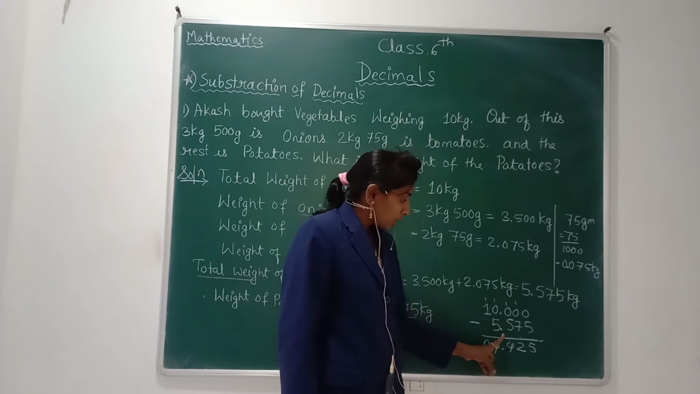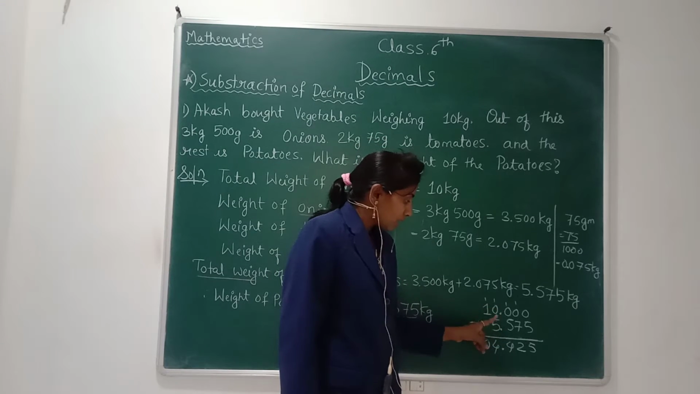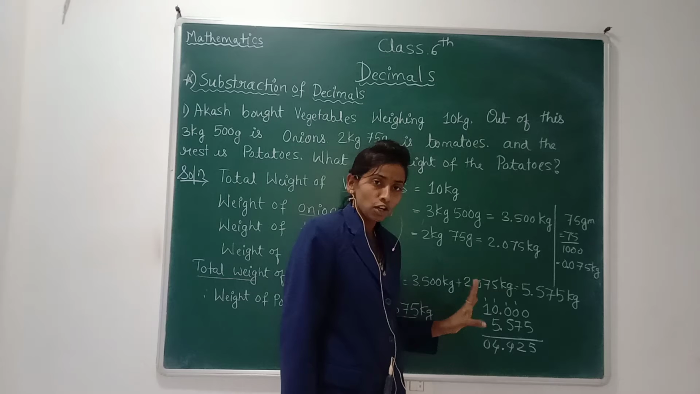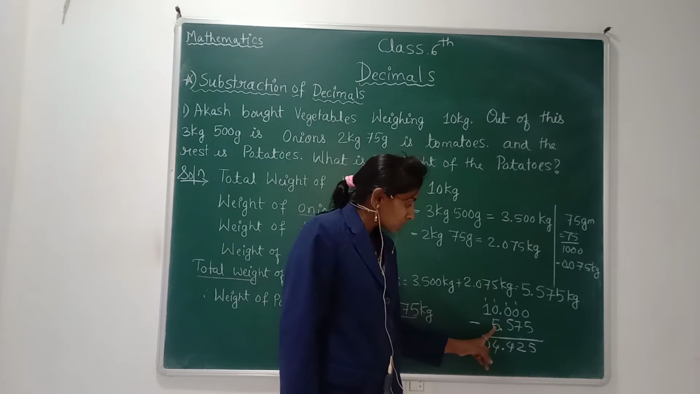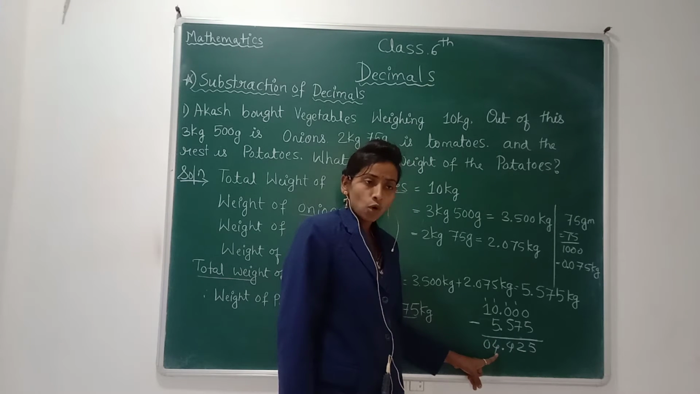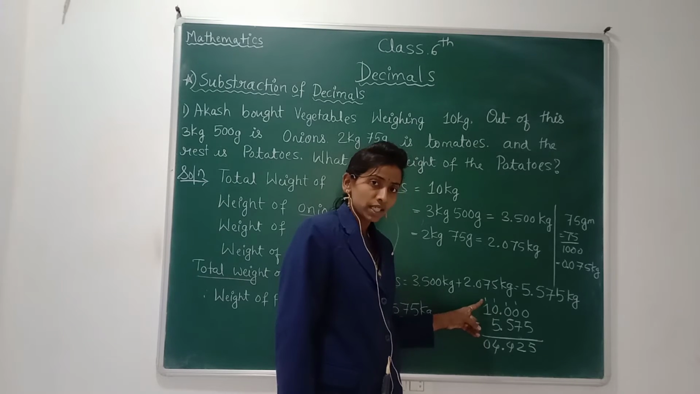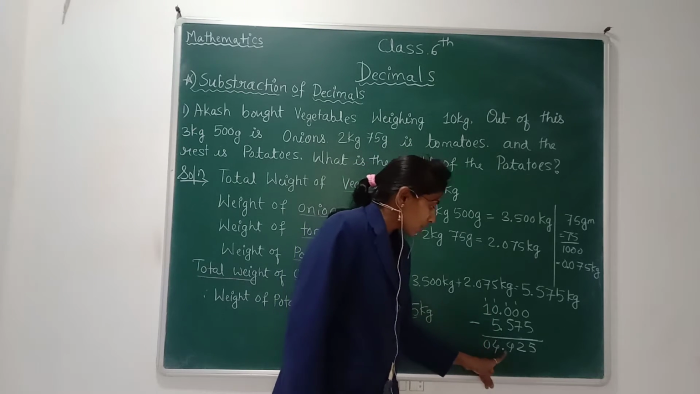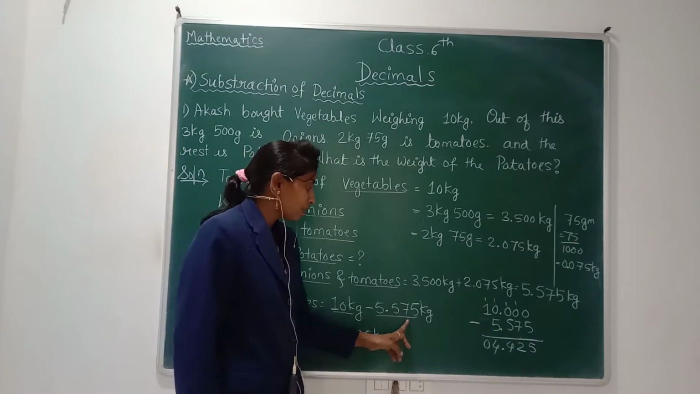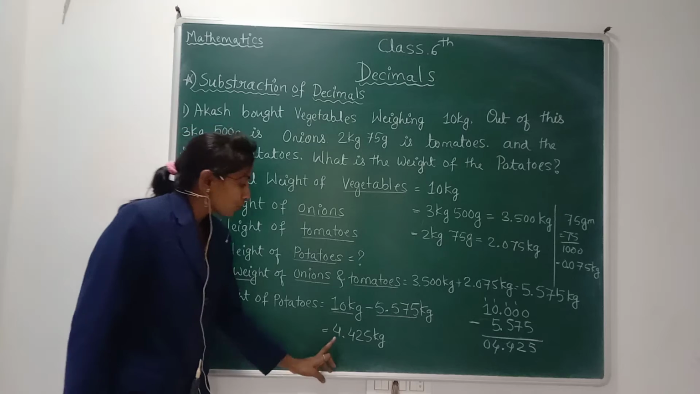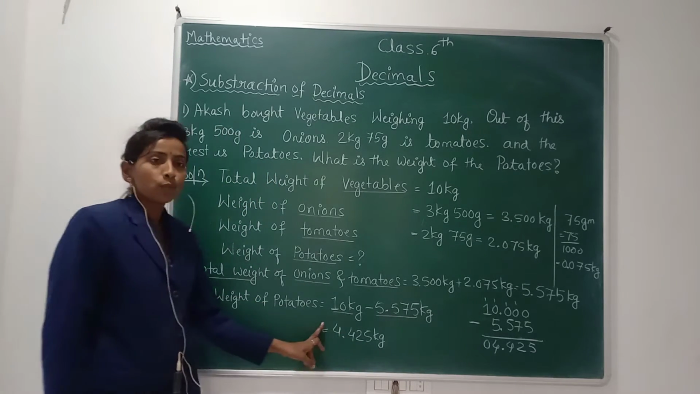Here below the decimal point put the decimal point. Again one more 0 we have, in that 5 and this 1 carry will not go, so take one more carry. So 10 happen. So in 10 if you subtract 6, you will get 4. So here 1 is there, and in that you have to subtract this 1 carry, 0 remain. So means 4.425. When you subtract 10 kg minus 5.575 kg, you will get 4.425 kg. This will be the weight of potatoes.